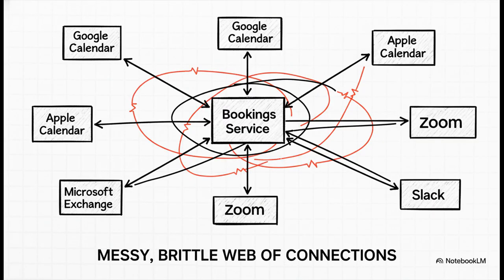And this is what it looks like in practice. It's just a mess, a brittle web of direct connections. Your main service, let's call it a booking service, is now hardwired or tightly coupled to Google Calendar. So when you need to add Outlook, well, you've got to wire that one in directly too. You can already see the problem, right? This whole approach, it just doesn't scale.